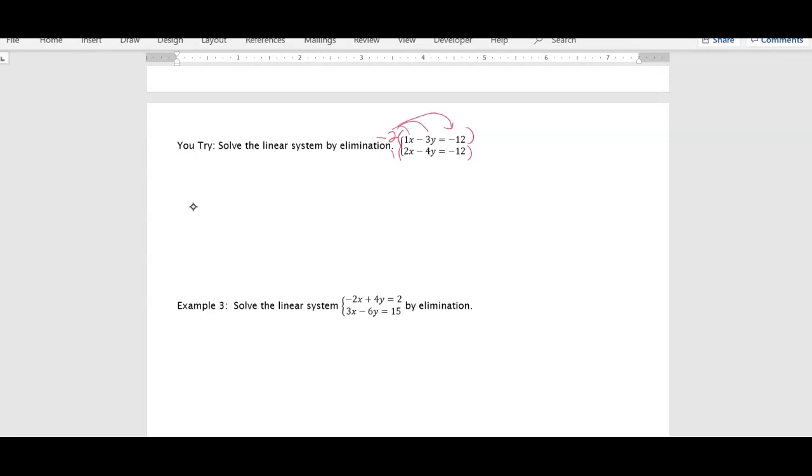So negative 2 times 1x, negative 2x, negative 2 times negative 3 is a positive 6y, and then negative 2 times negative 12 is positive 24. On the bottom, I'm just multiplying everything times 1, so basically every number stays the same. 2x, negative 4y equals negative 12.